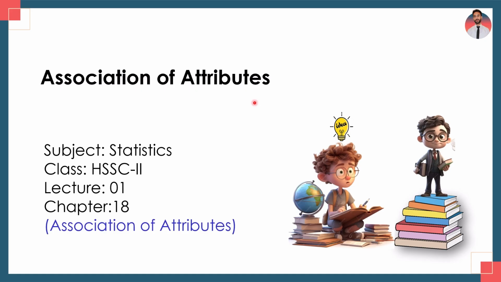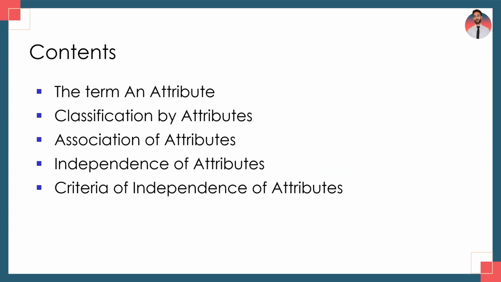Let's start the introduction of the new chapter, Association of Attributes. In the contents of today's lecture, there are 5 topics. First one is the term attribute. Second one is the classification by attributes. Third one, association of attributes. And fourth one is the independence of attributes. And the last topic is the criteria of independence of attributes. These topics are discussed in this lecture.